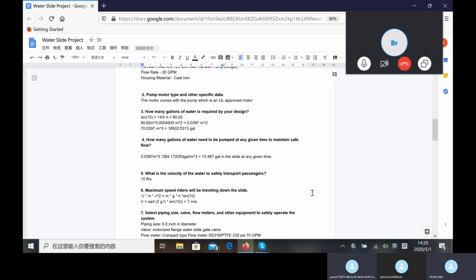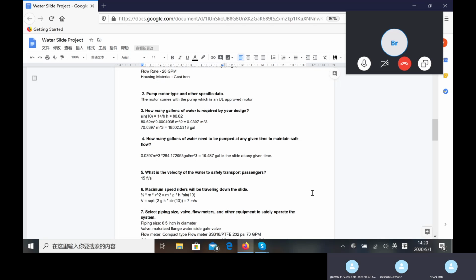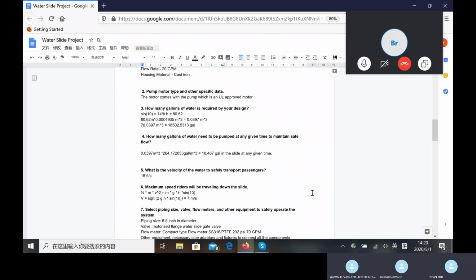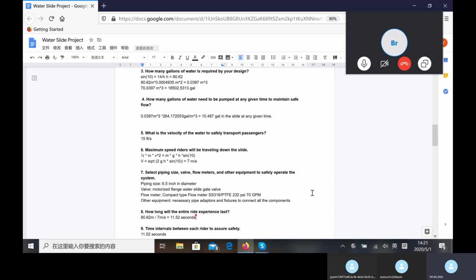According to the standard we found, the velocity of water should be no more than 50 feet per second to safely transport the passengers. And then the maximum speed each rider should be traveling down the slide. For this question, we assume that each body is experiencing the same energy all the time. So we used kinetic energy equals potential energy, which gives us a velocity of 7 meters per second.